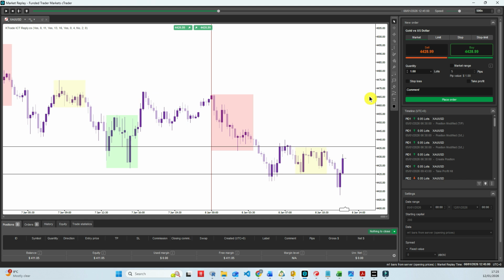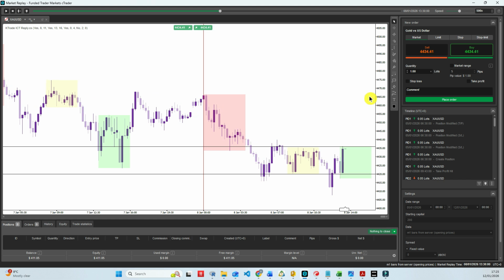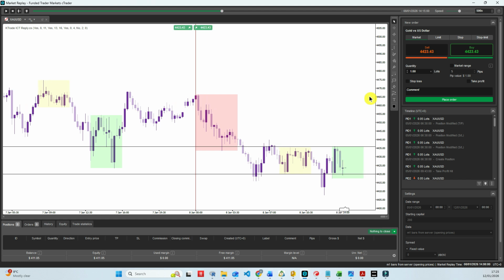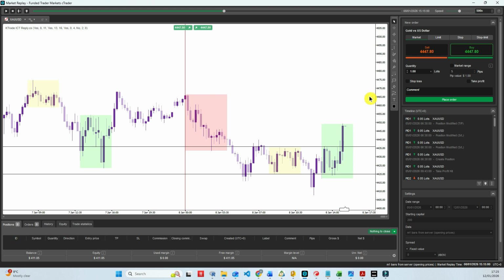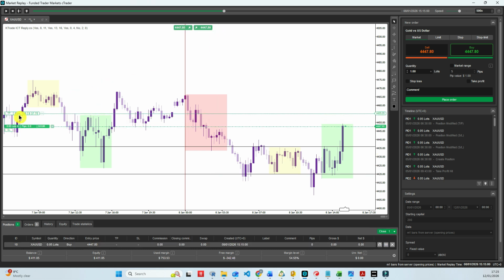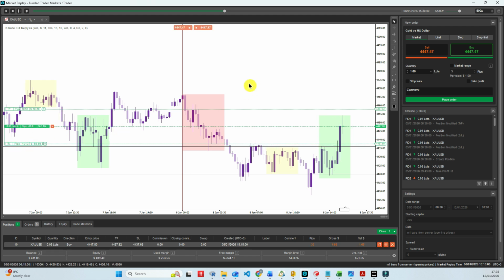Okay, we've entered into the New York session, guys. We tried to break the high of London, but we didn't. Now this candlestick did. Okay, so we are going to take a buy. We'll take a buy and we set our TP again, 1,000 pips, 1:1 risk reward. Okay, let's see how the market played out. Okay, so that is our profit hit.